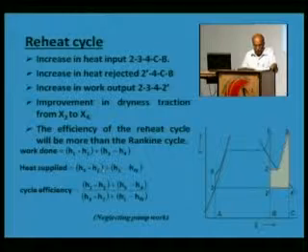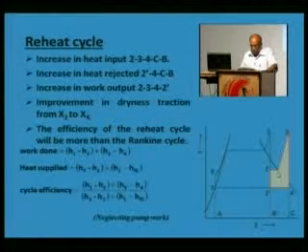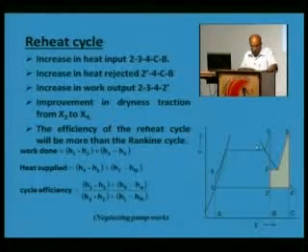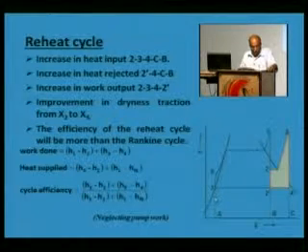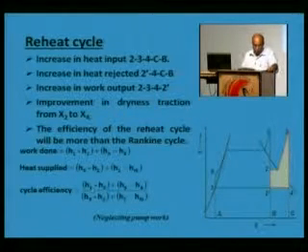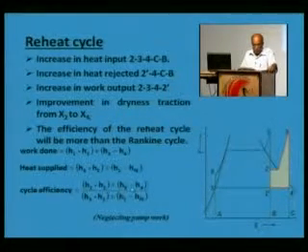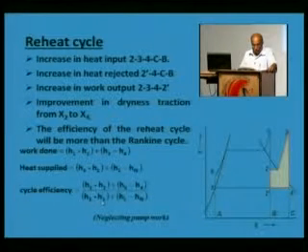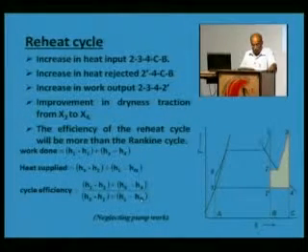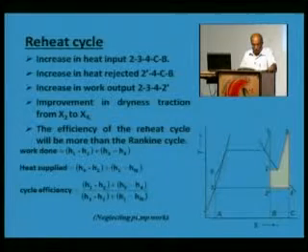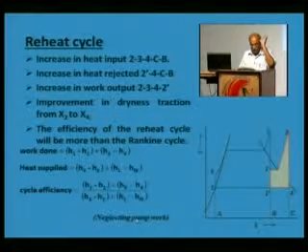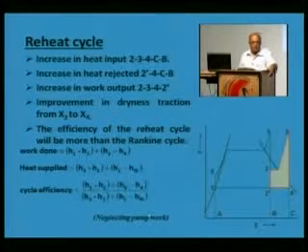So the total heat supplied is H3 minus H2 plus H1 minus Hf5, and therefore the cycle efficiency would be H1 minus H2 plus H3 minus H4, divided by H3 minus H2 plus H1 minus Hf5. Here the pump work has been neglected, because it is negligible as compared to the work obtained in the turbine.